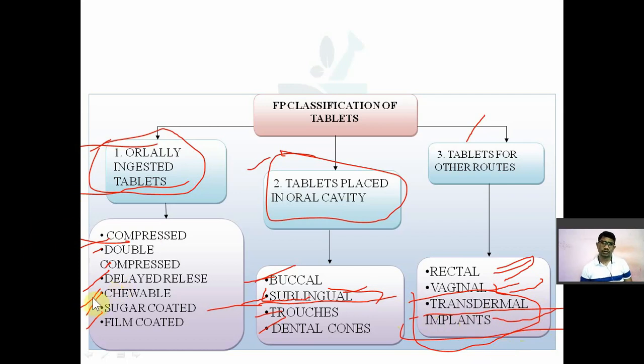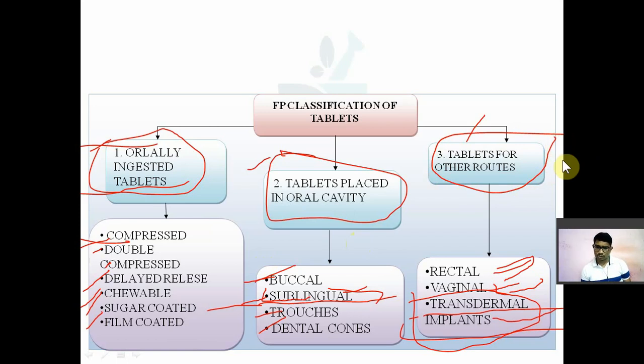Remember, orally there are different kinds of tablets which are taken orally, like compressed tablet, simple compressed tablet, double compressed tablet, delayed release tablet, chewable tablet, sugar coated tablet, film coated tablet, enteric coated tablet, sustained release tablet, controlled release tablet. So these are the tablets taken orally. Now tablets placed in the cavity like buccal tablets, sublingual tablets, troches, lozenges, dental cones, etc. Then tablets used for other routes like rectal tablets, vaginal tablets, tablet implants.